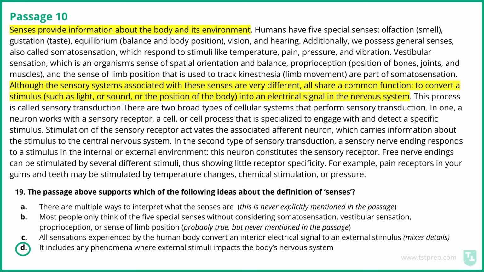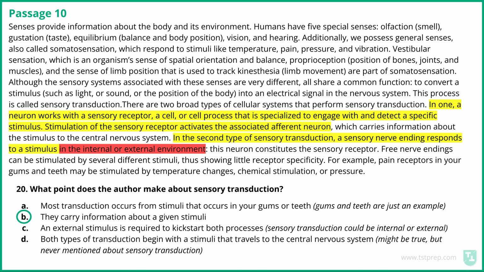19, the passage above supports which of the following ideas about the definition of senses? D, it includes any phenomena where external stimuli impacts the body's nervous system. So some people choose B here because, first of all, it's a long answer. Sometimes people see a long choice and they say, oh, it's got to be that one because it's long. And then also it makes sense because you're just bringing your own knowledge. Don't bring your own knowledge. Focus on what's in the text. Number 20, last one is a B. What point does the author make about sensory transduction? They carry information about a given stimuli.